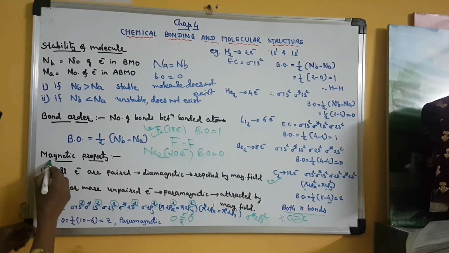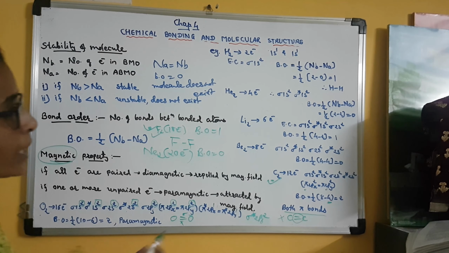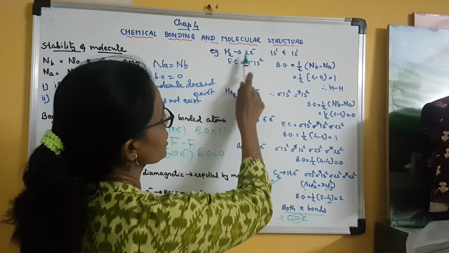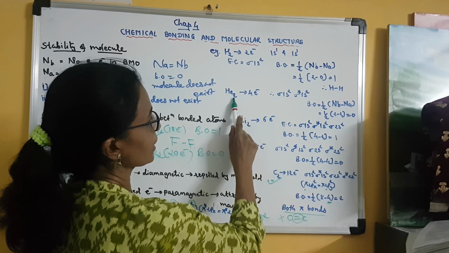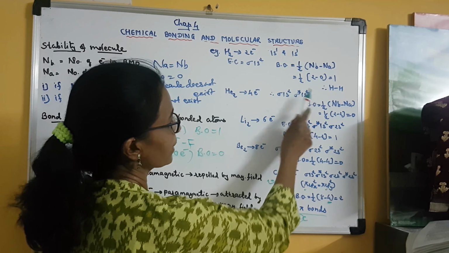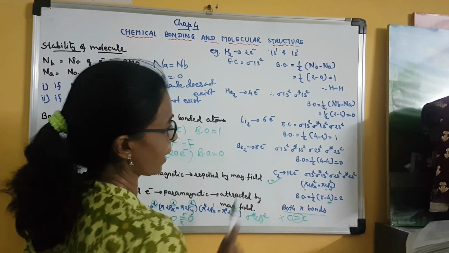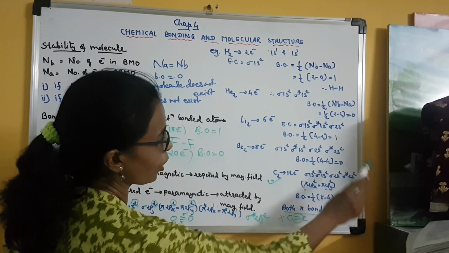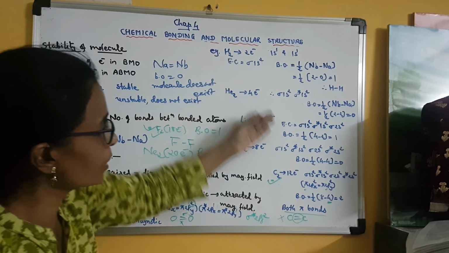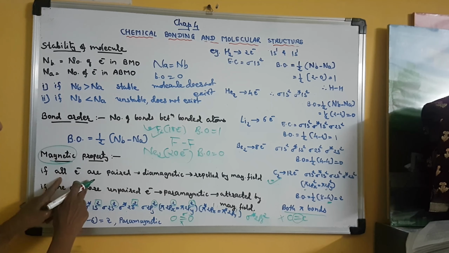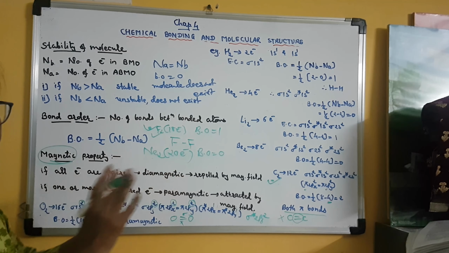Now let us talk about magnetic properties. Now here you can see in the case of H2, 2 paired electrons are there. In helium also paired electrons are there. Lithium, all paired electrons. Beryllium, all paired electrons. In C2 also all paired electrons are there. So all these molecules have all paired electrons. So they are all diamagnetic.